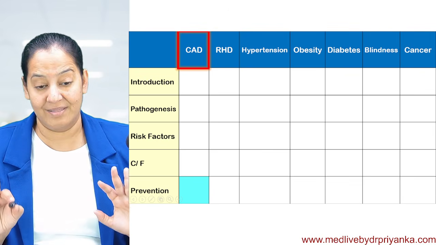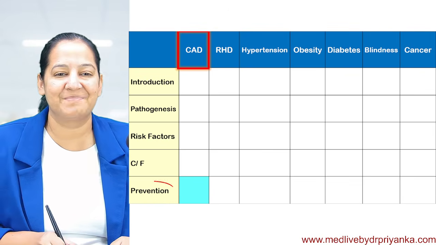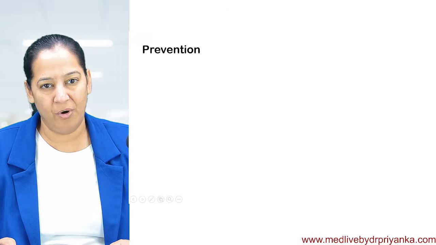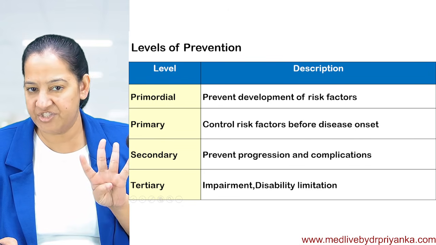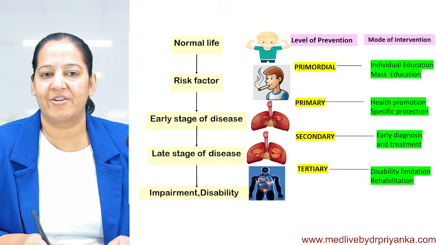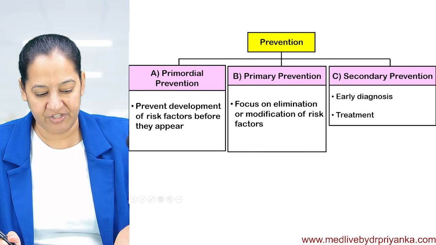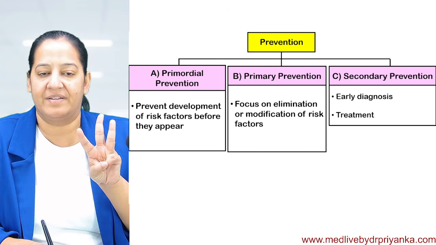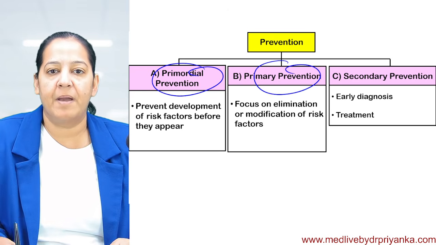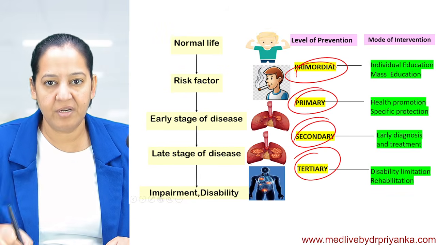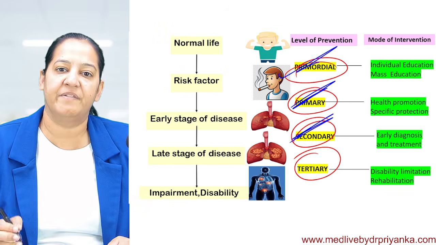Now the ultra important thing in CAD is the prevention of CAD. How to prevent it. You already know. There are 4 levels of prevention, which I have explained: primordial, primary, secondary and tertiary. Out of which, here we use 3 levels: primordial prevention, primary prevention and secondary prevention for CAD.